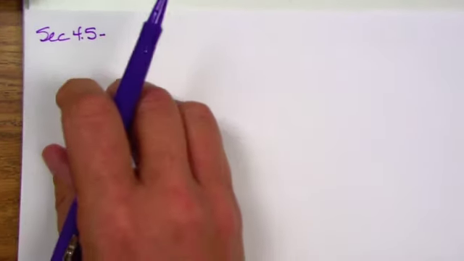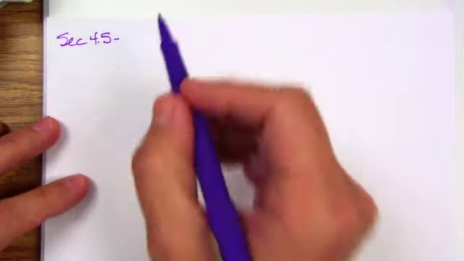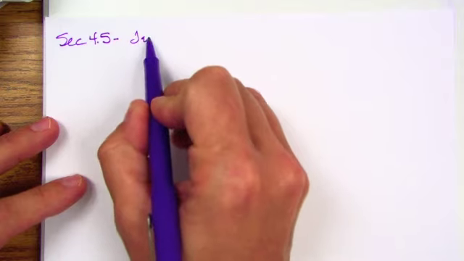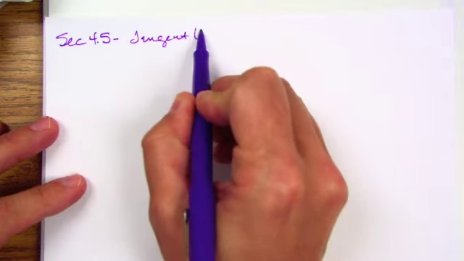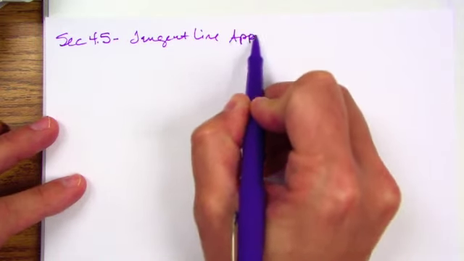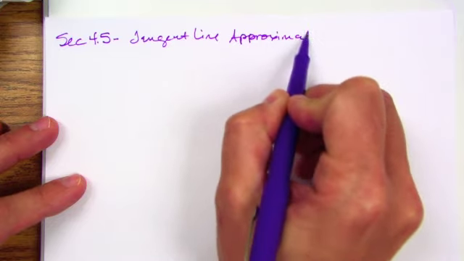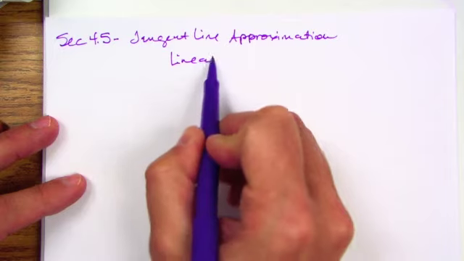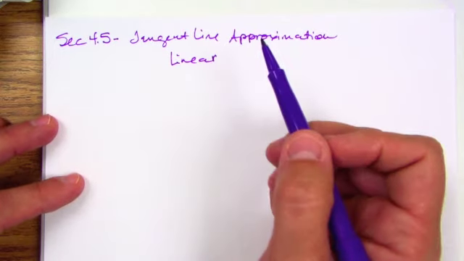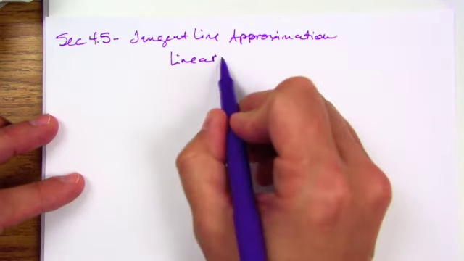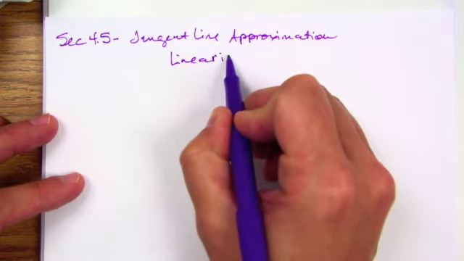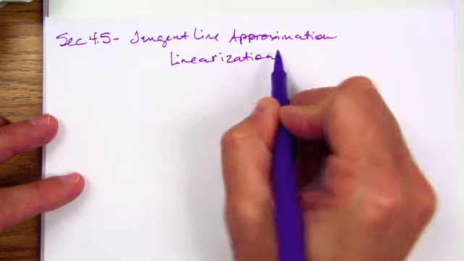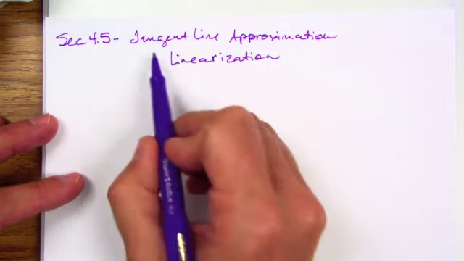Okay, so section 4.5. Tangent line approximation. Isn't this what we did like the first week? We wrote equations of tangent lines, but we've never used them to approximate other values. Okay.